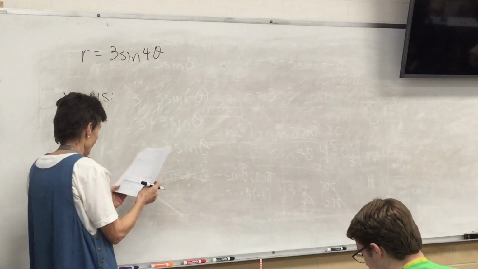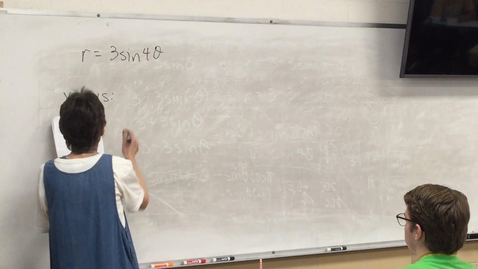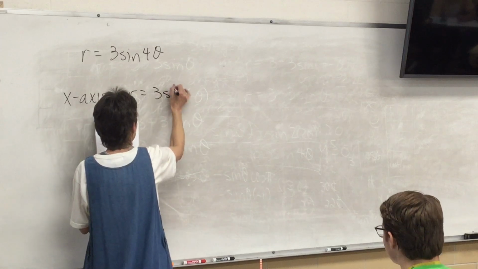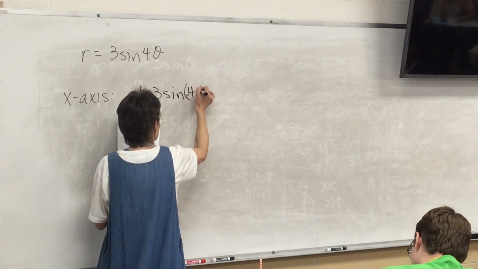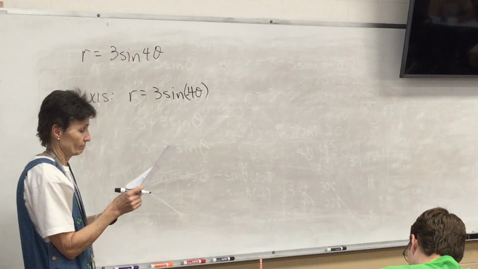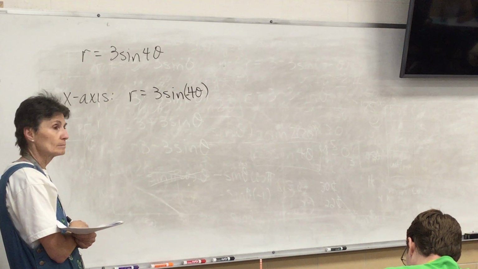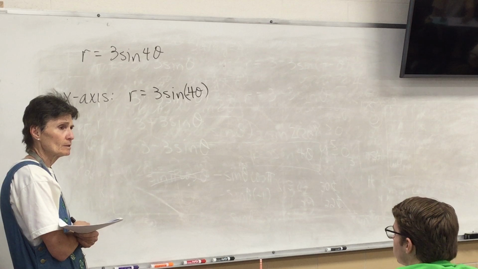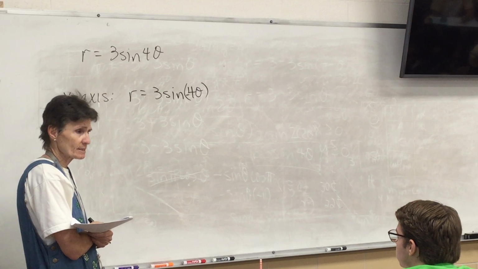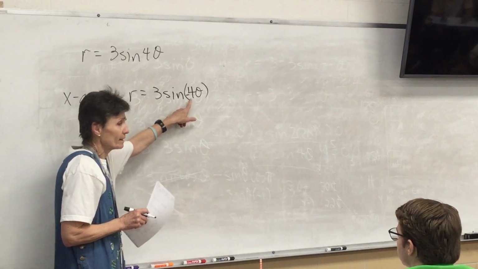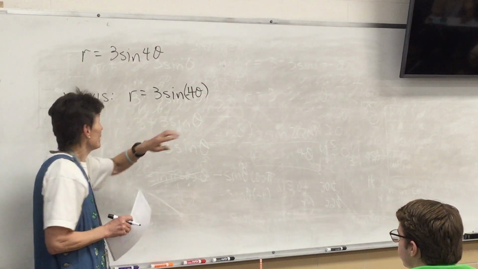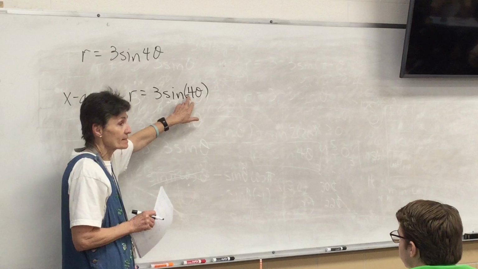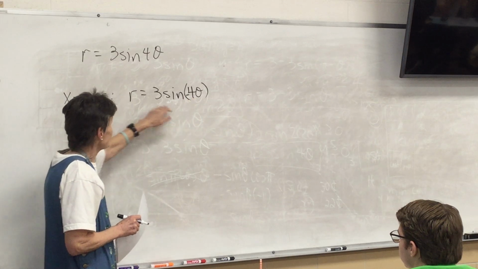All right, so x-axis, I'm going to substitute in negative theta. So R equals 3 sine negative 4 theta. Is that going to give me the same equation? I don't think so, guys, because isn't sine odd? So what happens to that negative? It comes out in front. Now, if this were a cosine, I'd be all good, right? Because in a cosine, this negative drops out. But in a sine, it has to come out in front.